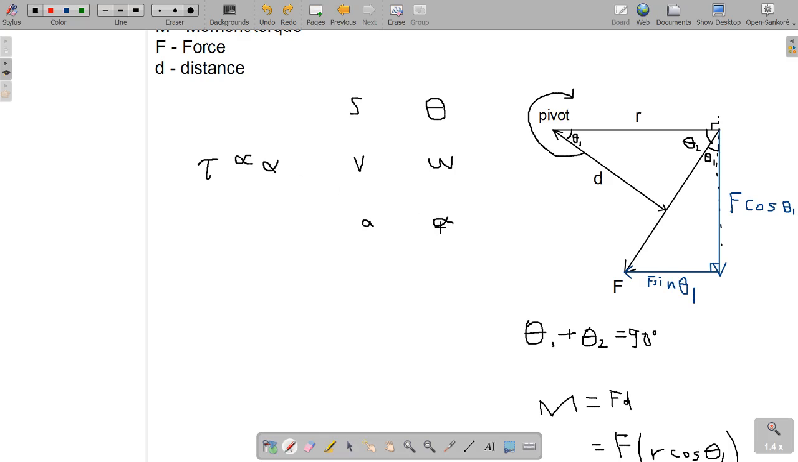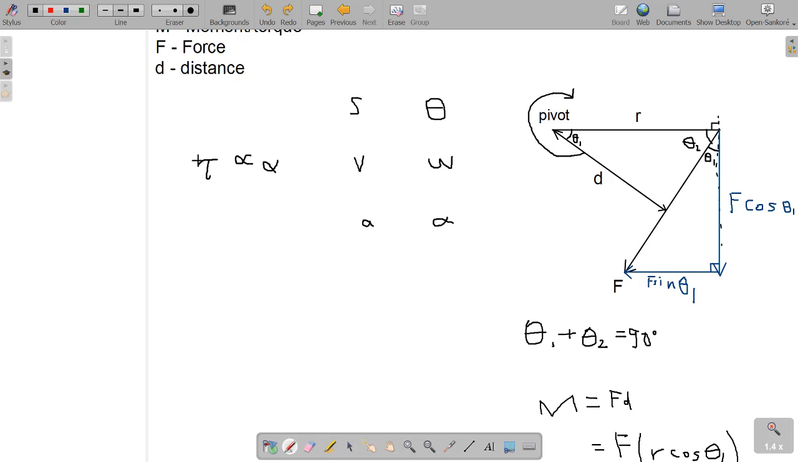So the thing is that the moment, or torque, is directly proportional to alpha, or angular acceleration. And if you want to know more about rotational kinematics, you can watch my video on rotational kinematics that I posted. It will explain more in depth.